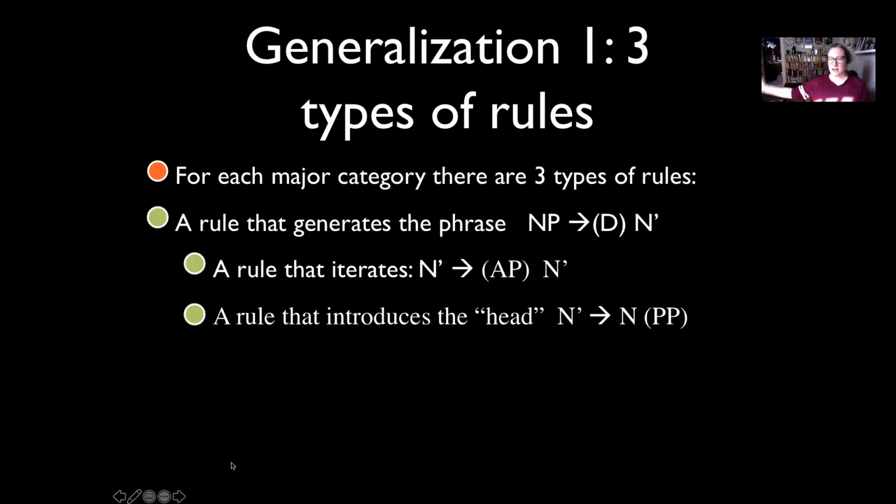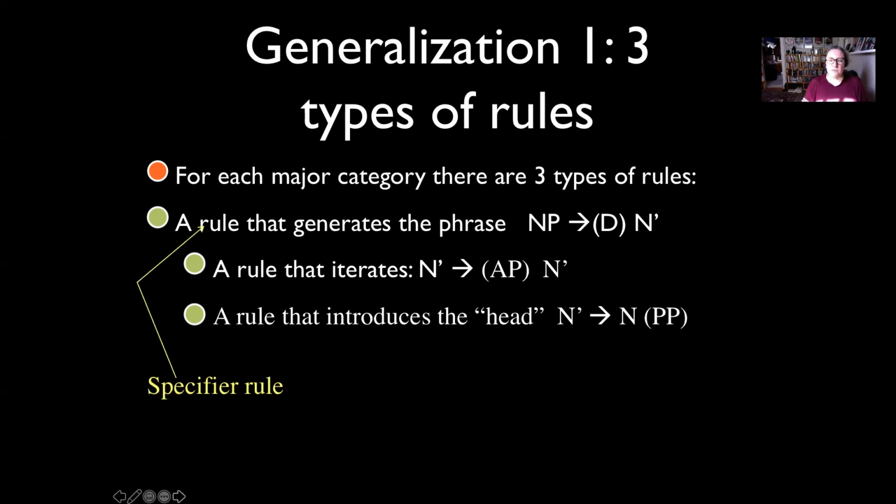A rule that generates the phrase. So a noun phrase consists of a determiner and an N-bar. A rule that iterates. Remember, we noticed in each of those that the middle rule had an iterative element so that we can account for recursion, right? The N-bar consists of an adjective or adverbial phrase and an N-bar. And then a rule that introduces the head. Finally, we get to the bottom, to the very last word. And that is where the N-bar consists of an N, a required N, and an optional prepositional phrase.